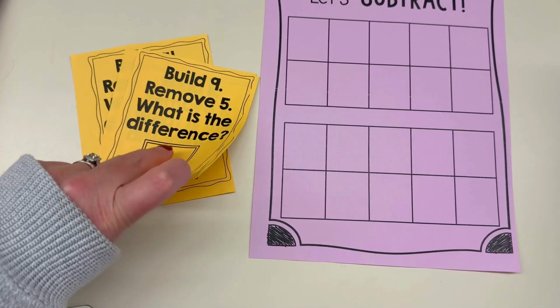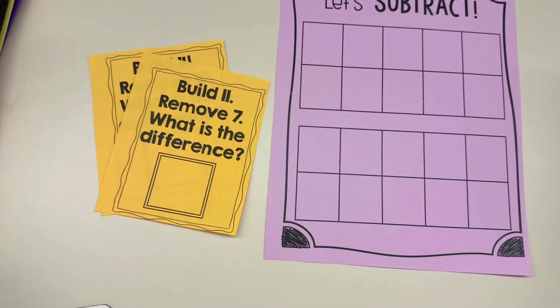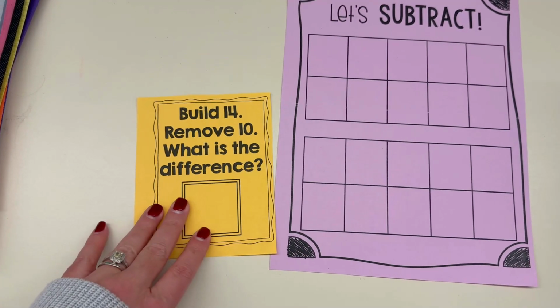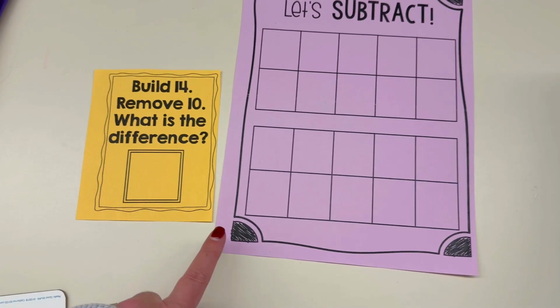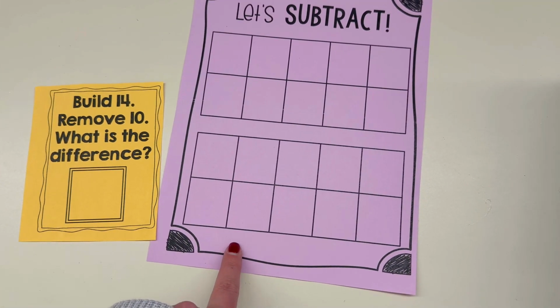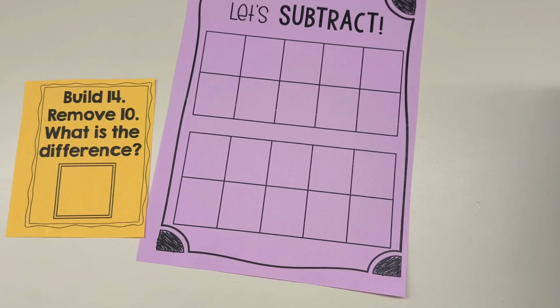Then they have another one. Build 9, remove 5. So this one has cards that are all up to 20, build 11, remove 7, and build 14, remove 10. And we could even extend this. If this is laminated, I can have them write down the subtraction equation here at the bottom. So that type of game is by far my favorite for teaching students how to use cubes, how to use those manipulatives. Again, getting them used to actually building something and then taking something away.